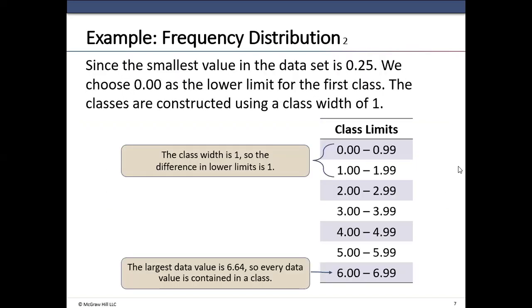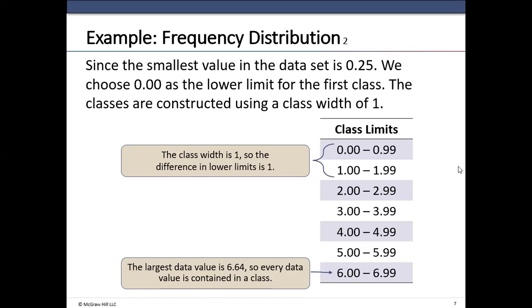Since the smallest value of the data set is 0.25, as I indicated, we choose 0. Why did I choose 0? Because it's slightly below 0.25. So if we start a class with 0, it will include the value of 0.25. Now we have been told that the class width is 1. So that means 0 plus 1 is the lower class limit of the second class as shown in this diagram.